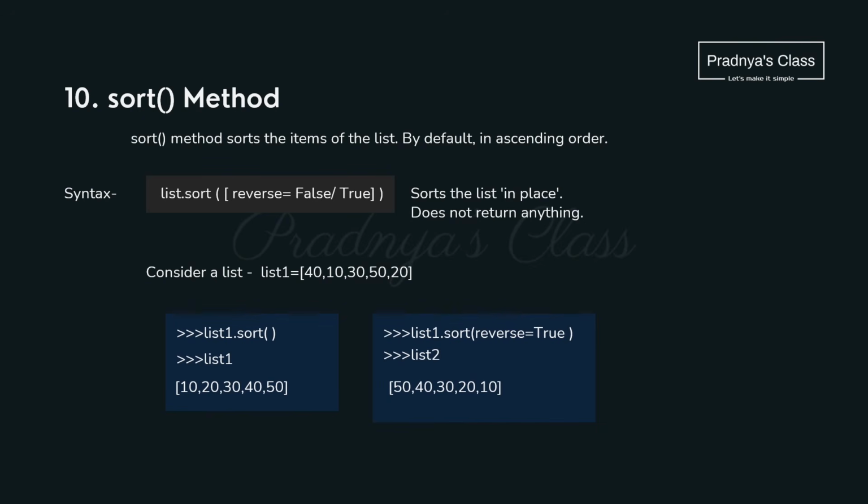Alright, we are at the last method. It is sort. Sorting means arranging the elements in a particular order, ascending or descending. Look at the parameter. This is optional. If you apply the sort method on the list without any parameter, then it will sort the elements in ascending order. But if you need to sort it in descending order, then you need to write reverse equals true. Look at the output. We got the elements in descending order.